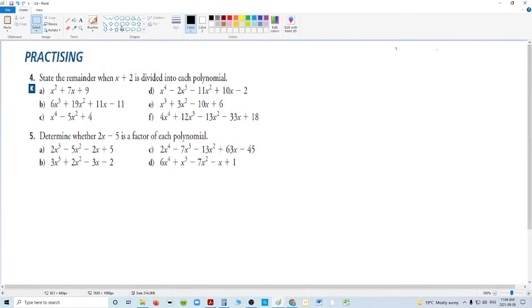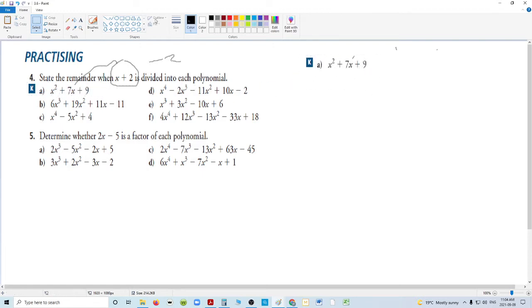Then they want you to practice endlessly, obviously, and they want you to find out the remainder when we have x plus 2 as a factor. State the remainder where x plus 2 is divided into each polynomial. So I don't know if they want you to do long division. It doesn't make sense. So I'm just going to use factor theorem. What's the root for x plus 2?